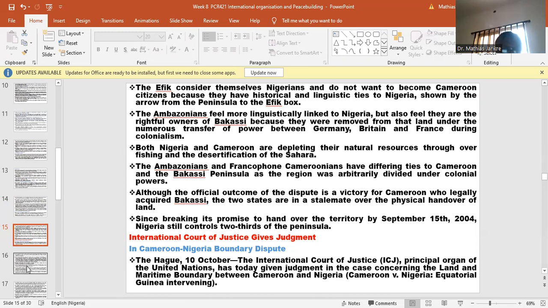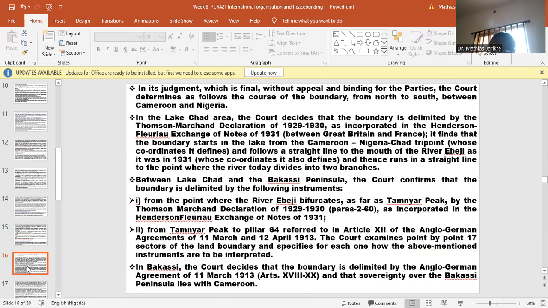In that instance, in this judgment, which is final, without appeal, and binding for the parties, the court determines as follows the course of the boundary from north to south between Cameroon and Nigeria. In the Lake Chad area, the court decided that the boundary is delimited by the Thompson-Marshall Declaration of 1929, as incorporated in the Henderson-Fleuriau Exchange of Notes of 1931 between Great Britain and France.